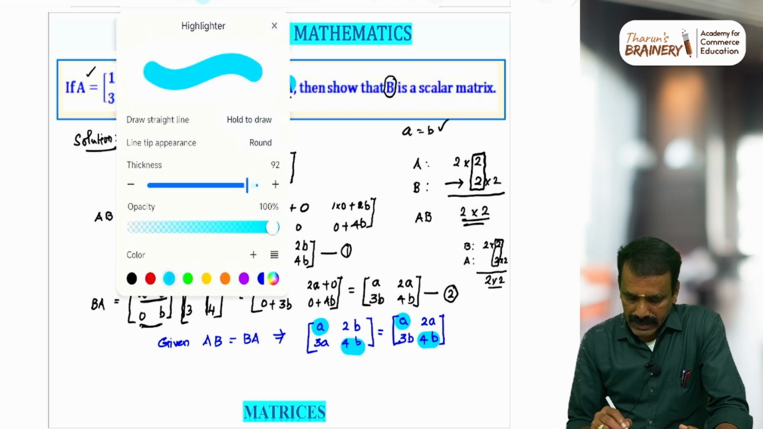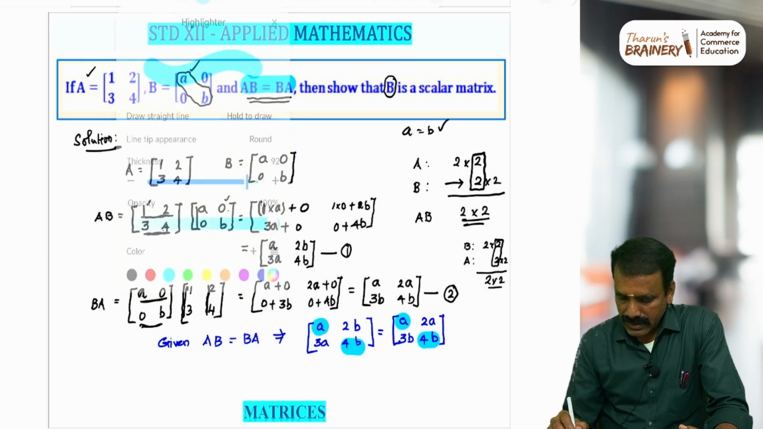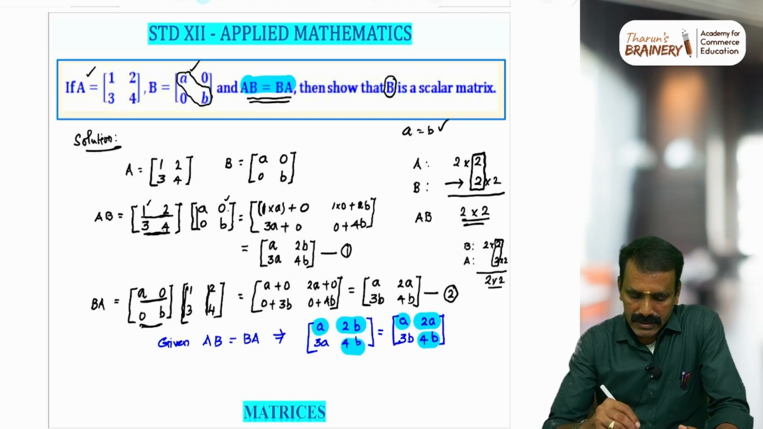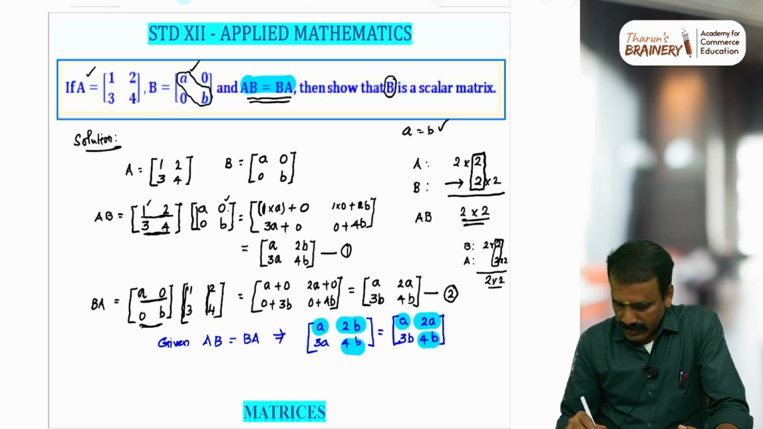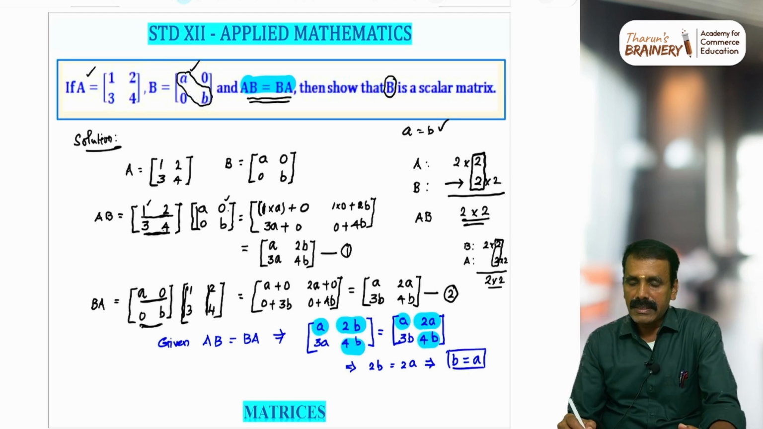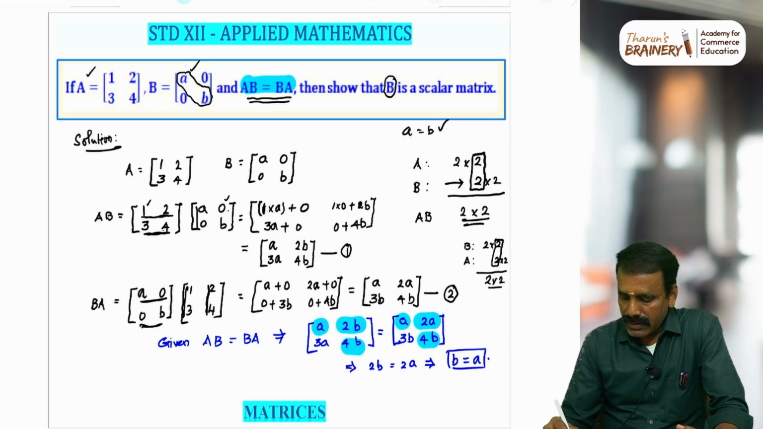So we can see that the first row, second column of the left hand side matrix should be equal to the first row, second column of the right hand side matrix. So in that case, what we will get? We get 2B is equal to 2A, which implies B is equal to A. We multiply by the reciprocal of 2, the multiplicative inverse of 2, on both sides, by which we can cancel the 2 on both sides. So B is equal to A.